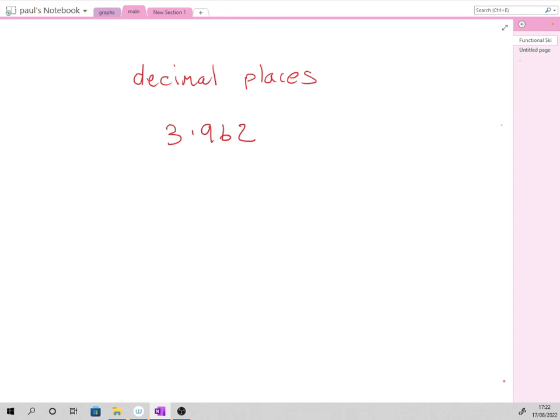3.962. Yeah, this number has 3 decimal places. 1, 2, 3. It's the number of digits after the decimal point. Yeah? If you wanted that number to be 2 decimal places, you round. And you remember, you go to the second decimal place, which is here. There's the second decimal place. You go to this number, and this determines what you do with the number 6. Because this is less than 5, we just ignore it, and that would be 3.96 to 2 decimal places.